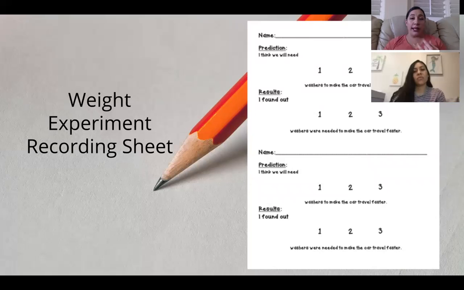So students will write their name and then make a prediction. So they can say, I think we need 2 washers to make the car travel faster. So they'll circle their number 2. And for the results, once they find out, they can say, for example, 3 washers are needed to make the car travel faster. And again, the students will need to circle either 1, 2, or 3.